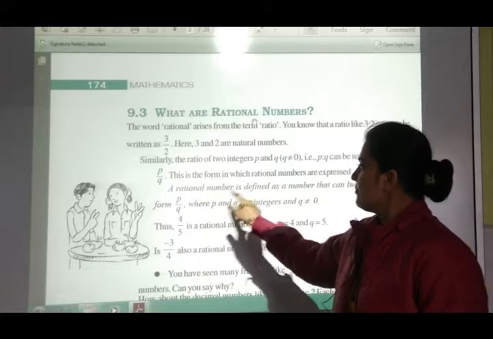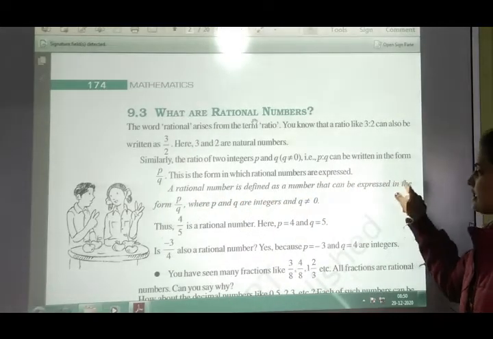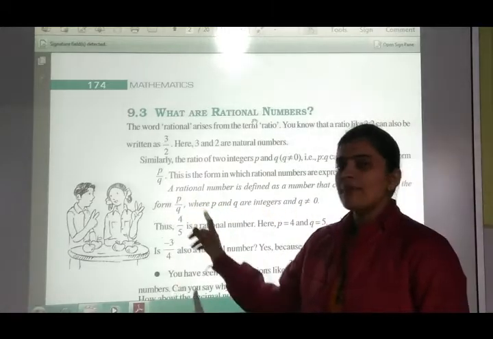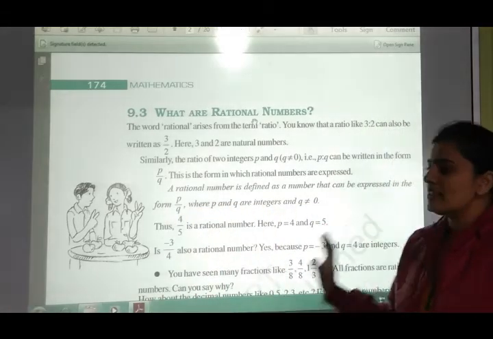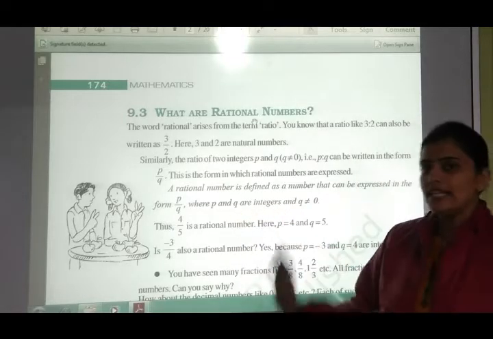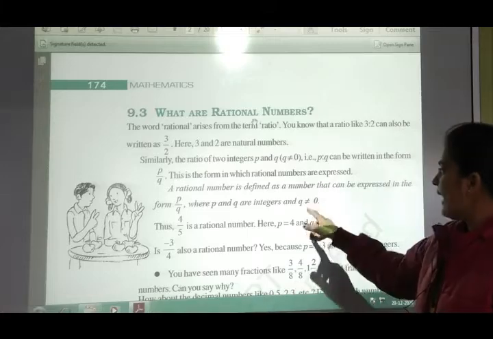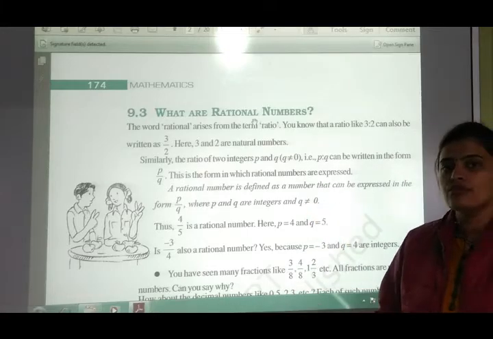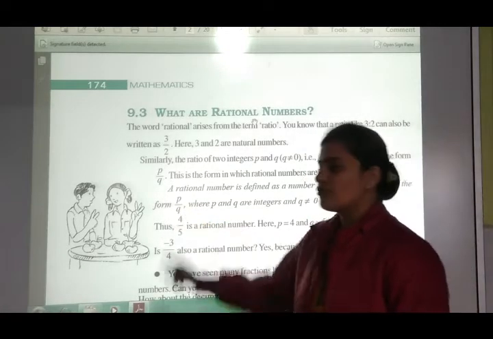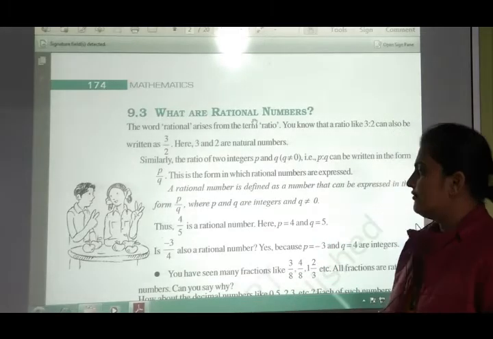A rational number is defined as a number that can be expressed in the form p by q, which means in the fraction form, where p and q are integers. P and q are what? They are integers, and q should not be equal to 0. The denominator should not be 0. If the denominator is 0, then the number is not defined.